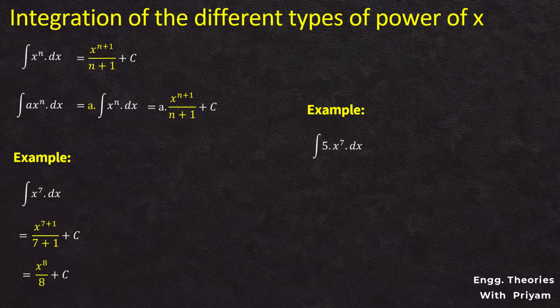Again, if we perform the integration of 5 into x to the power 7 with respect to x, then at first we need to separate the constant 5 from the integration. Then the integration will look like 5 into integration of x to the power 7 dx. Then we can perform the integration of x to the power 7 by following the formula of integration of x to the power n, which results in x to the power 7 plus 1 divided by 7 plus 1 plus the integration constant c. Then the overall result of the integration is 5 into x to the power 8 divided by 8 plus the integration constant c.